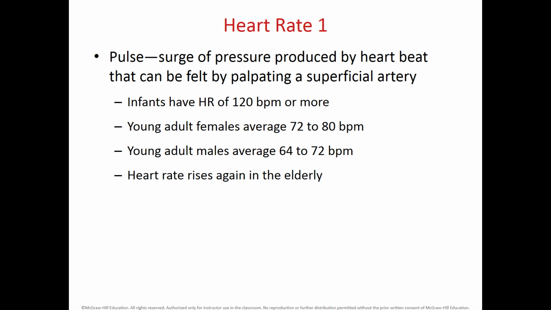Now, infants have a higher heart rate than adults. They have 120 beats per minute that you can feel in the pulse. Young adult females are between 72 to 80, males between 64 to 72. And at some point, the heart rate usually rises in the elderly and it decreases in athletes.